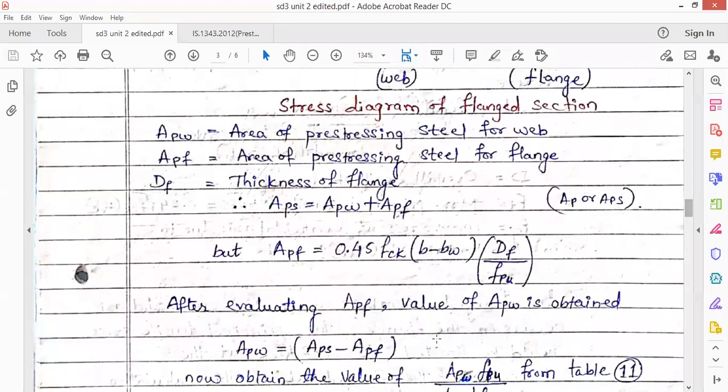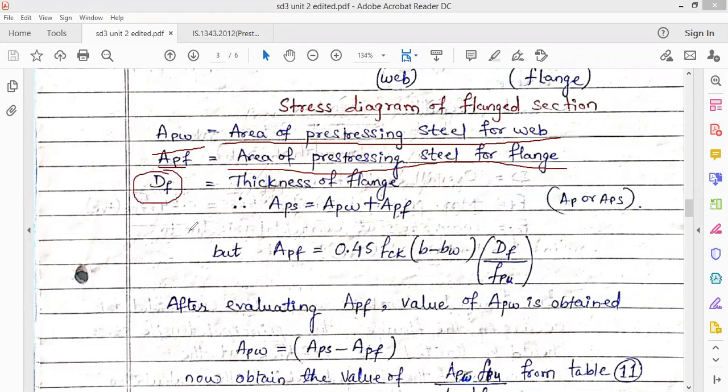So here is the equation. As I said, APW is the area of pre-stressing steel for the web portion. APF is the area of pre-stressing steel for the flange section. DF is the thickness of the flange, and small d means the effective depth. These two are the areas of steel for web and flange. And what is the total? The total is again APS. So APS, the total pre-stressing steel, is equal to APW plus APF.